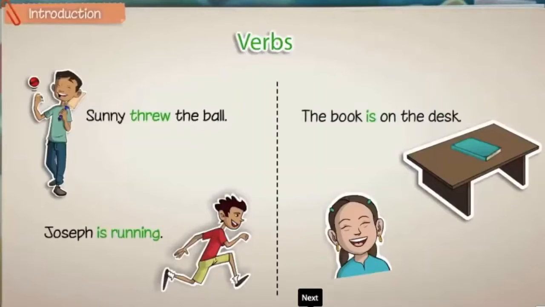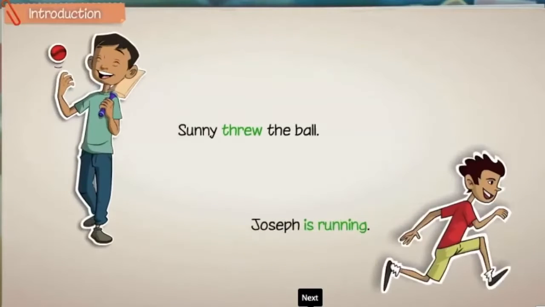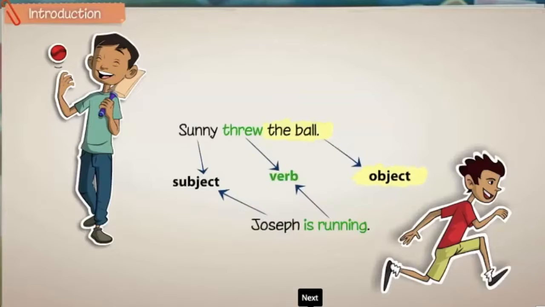Sunny threw the ball. Joseph is running. The book is on the desk. I am happy. Sunny threw the ball. Joseph is running. Subject is Sunny and Joseph, and the verbs are threw and is running. Object is the ball.